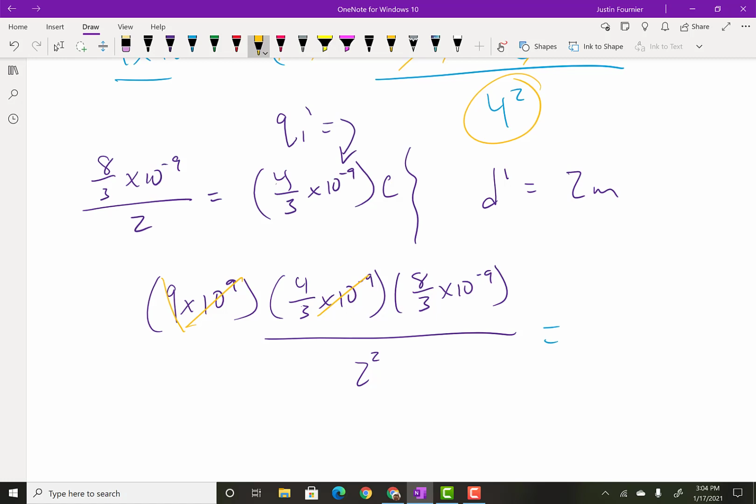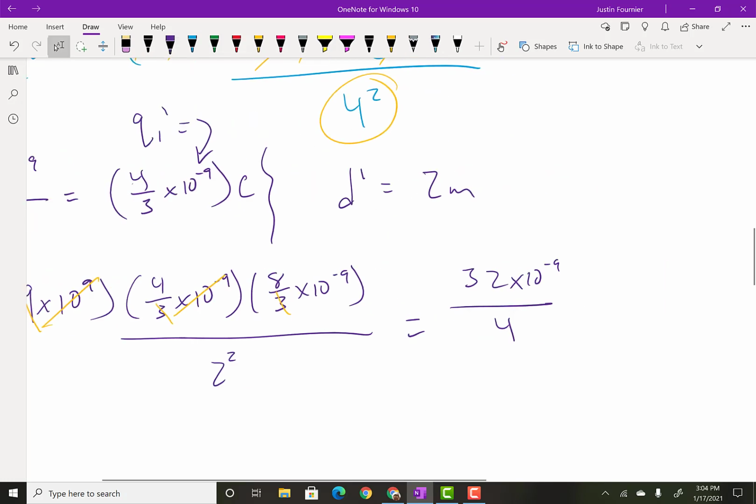So 9 and 3 times 3 is 9, so those will cancel. So I have left over here 8 and 4. 8 times 4 is 32. So I got 32 times 10 to the negative 9 divided by 2 squared, which is 4. So this is going to give me 32 divided by 4 is 8. So 8 times 10 to the negative 9 is my new value there.